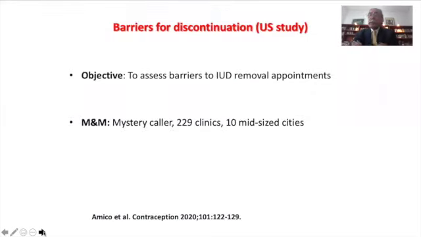But it is interesting, I would like to show 2 slides, because we are talking about the reasons for discontinuation of IUS and IUD, but this is a study published this year from Amico from United States. This is barriers to discontinuation: barriers posed by providers to remove an IUD. The objective of that study was to assess barriers to IUD removal appointments. They conducted a study with mystery callers, 229 clinics located in 10 metropolitan cities. The next slide.